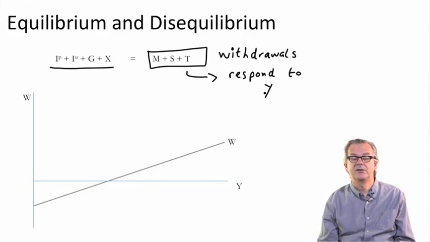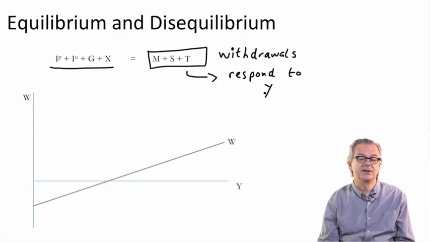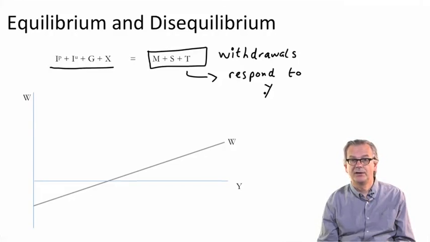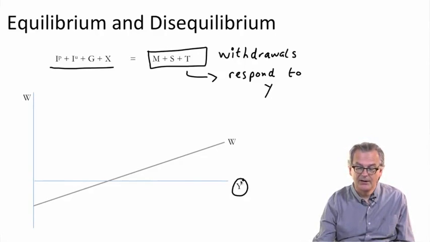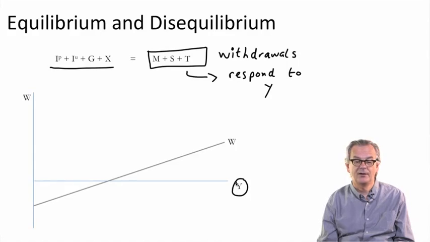The more income households have, for example, the more imports they're likely to purchase. The more income there is in the economy, the more saving is likely to be undertaken. And given the way we've written the tax system, you'll recall that taxes vary systematically with income as well. So withdrawals can be represented by a positively sloped line, positively sloped because the higher is income, the higher will be withdrawals.